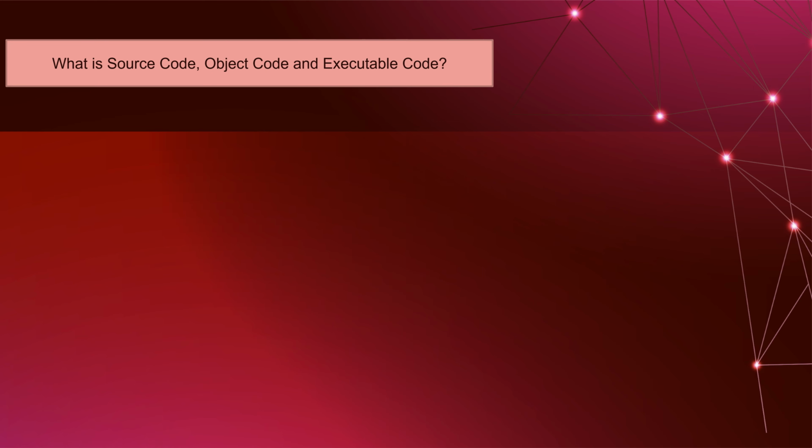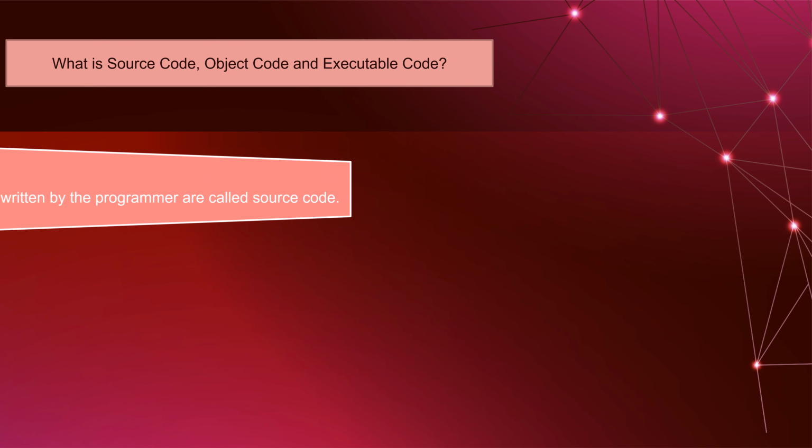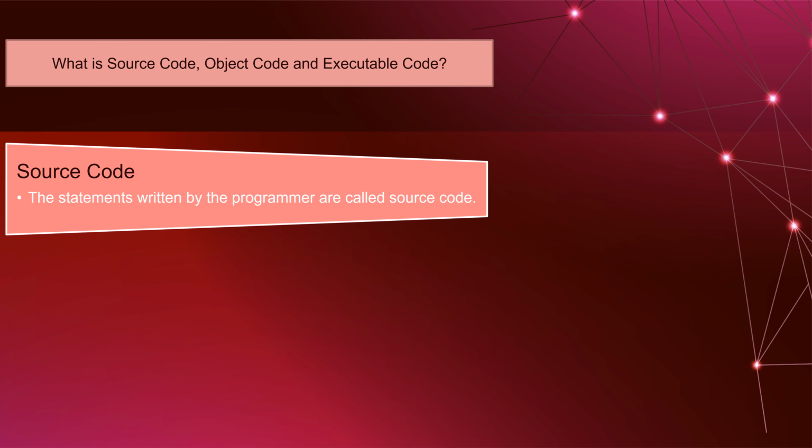So what is source code, object code and executable code? When a C++ program is written, it must be typed into the computer and saved to a file. A text editor, which is similar to a word processing program, is used for this task. The statements written by the programmers are called the source code, and the file they are saved in is called the source file.